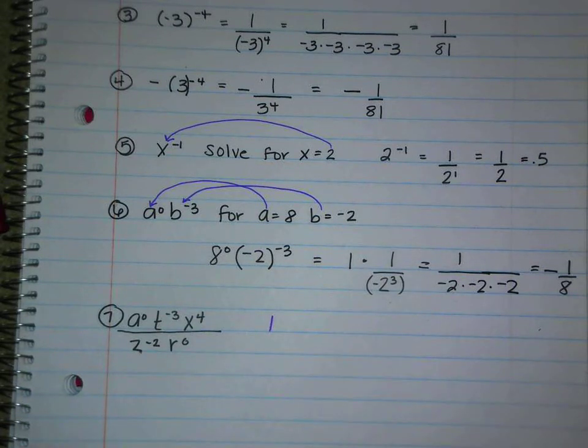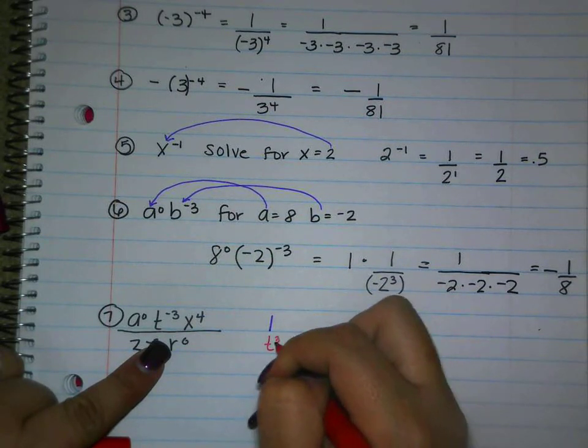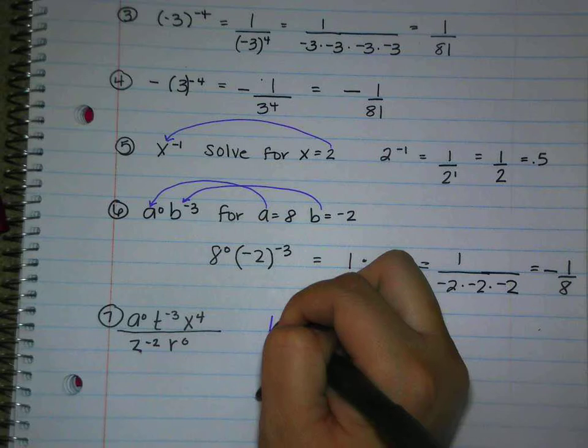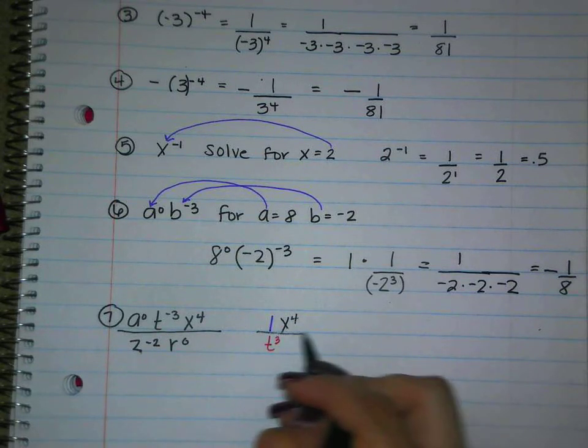Okay, and the t, well, what do I do with the t? I need to flip it down. So I'm going to put t to the 3rd in the bottom. What about x to the 4th? Do I need to do anything to that? No, x to the 4th is as simple as I can get it. So I'm going to put x to the 4th right here, because that's just staying where it is. This stuff's going to be in the top, right?